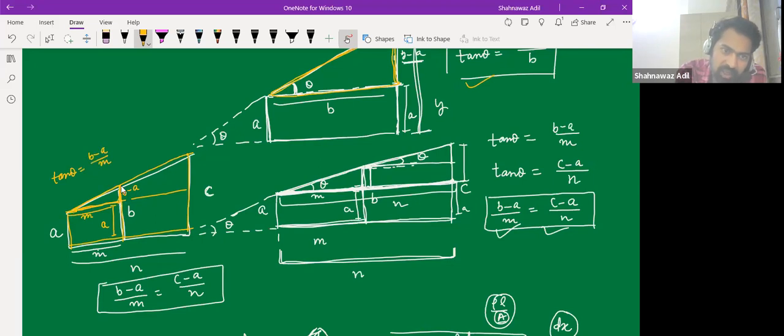From here to here, this triangle we took. And after that, we took this bigger triangle, right? From this bigger triangle, this part was C, and from here to here, this is A. This is again A. So this was C minus A. And then to calculate the slope, tan theta would be C minus A divided by this length. This is N. So again, both the slopes are equal. So this is the relation that we got.